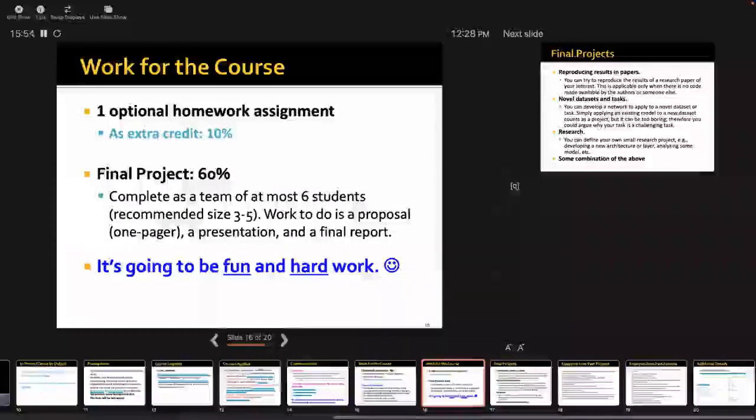And after the presentation, you also need to submit a final report. Each team needs to submit a final report. Think of it as a technical report, or if you're a PhD student, you can think of it as a very short conference paper or workshop paper. Okay, so this is going to be fun and hard work.